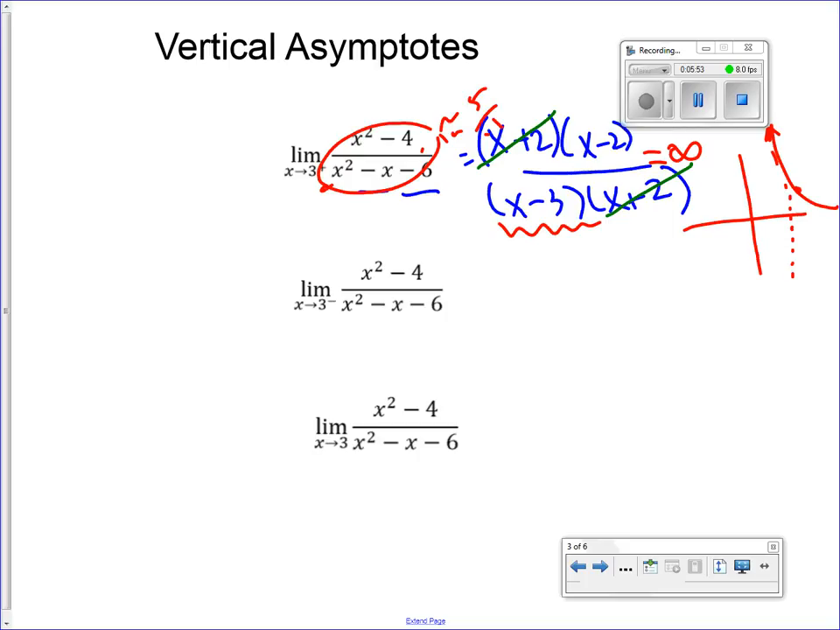Okay, so what about on the left side? So let's pick a value to the left of 3. How about 2.9? So 2.9 squared is less than 9, minus 4 is still a positive number.